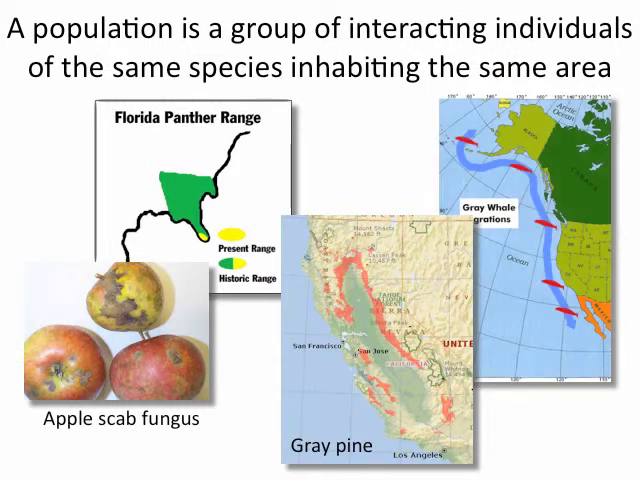And over even larger ranges, such as the gray whale shown here, and its migration patterns, it can occupy areas across broad latitudes of the Earth's surface. So species that are interacting with one another inhabit very, very different spatial scales.